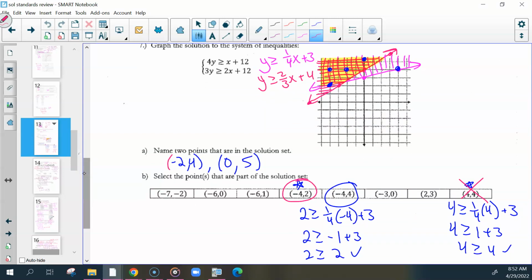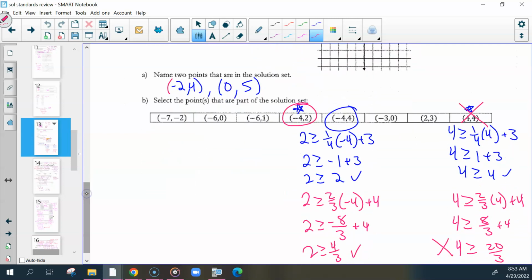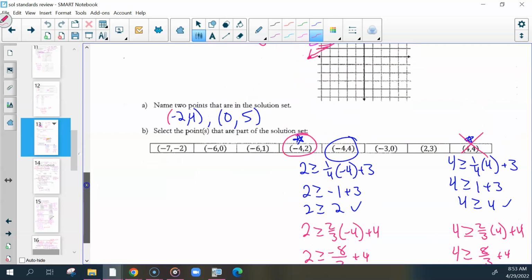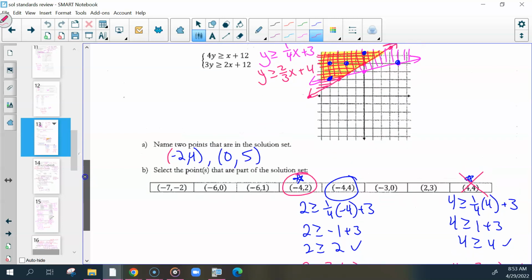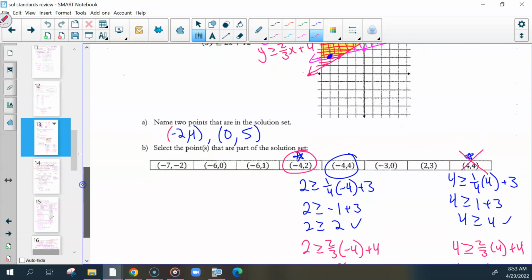Part B asked for the points that are in the solution set. One for certain that was in there was -4, 4. -4, 2 fell on the outside, so that should have worked, but just to double check, I put that in, and it did work. This 4, 4 did not work because that was outside of it. So just those 2 solutions.